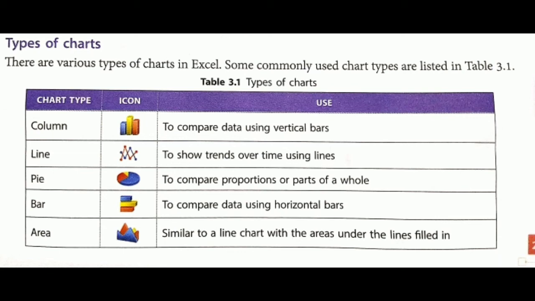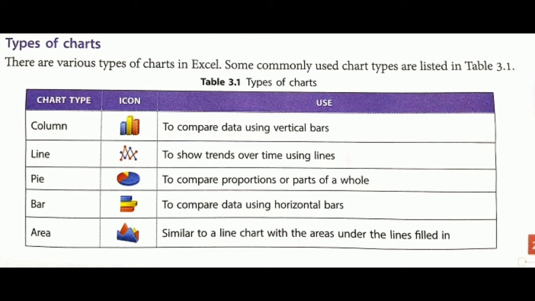First one is column. It is used for comparing data using vertical bars. And bars are used for comparing data using horizontal bars. Line is used for showing trends over time using lines. And pie is used for comparing proportions or parts of a whole. And last one is area, which is similar to a line chart with the areas under the lines filled in. So in table 3.1, the chart type is given, the icons are given, and the uses of these different types of charts are also provided.